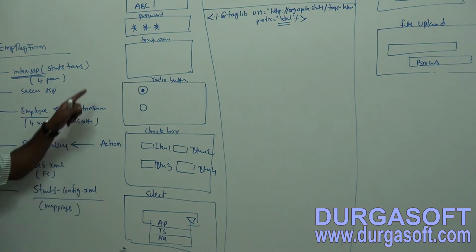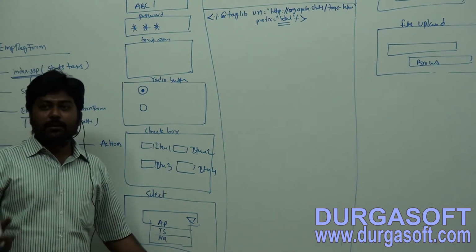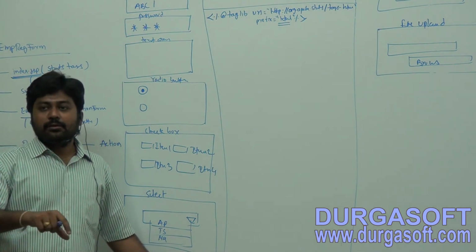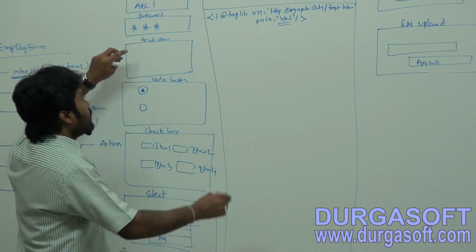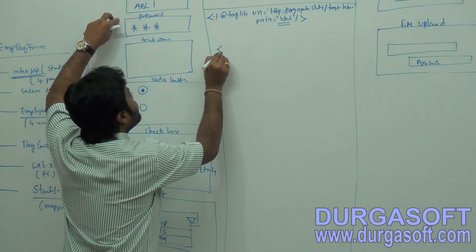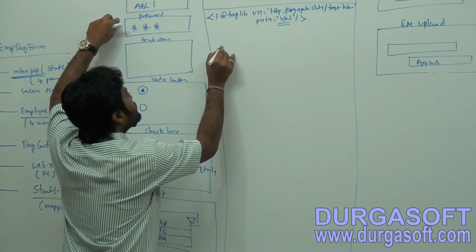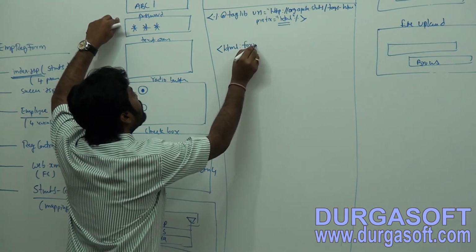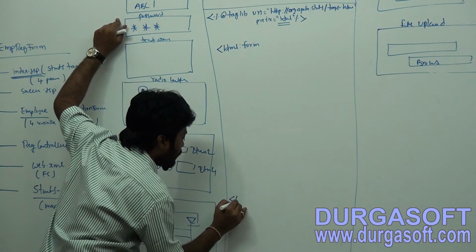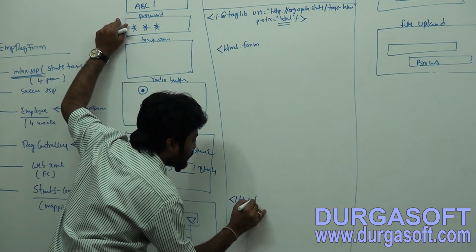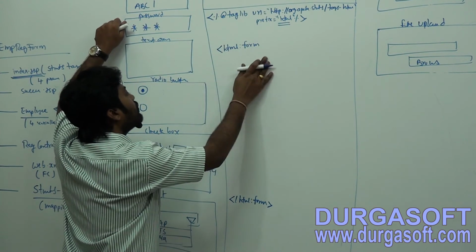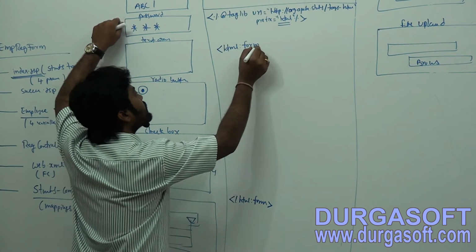But the form tags we need to surround in between which tag? They should be between the form and form tag. So you need to keep all of these, I mean, if you require these text boxes or text areas, in between html:form and html:form. In between html:form and html:form, you can configure your required text boxes here.